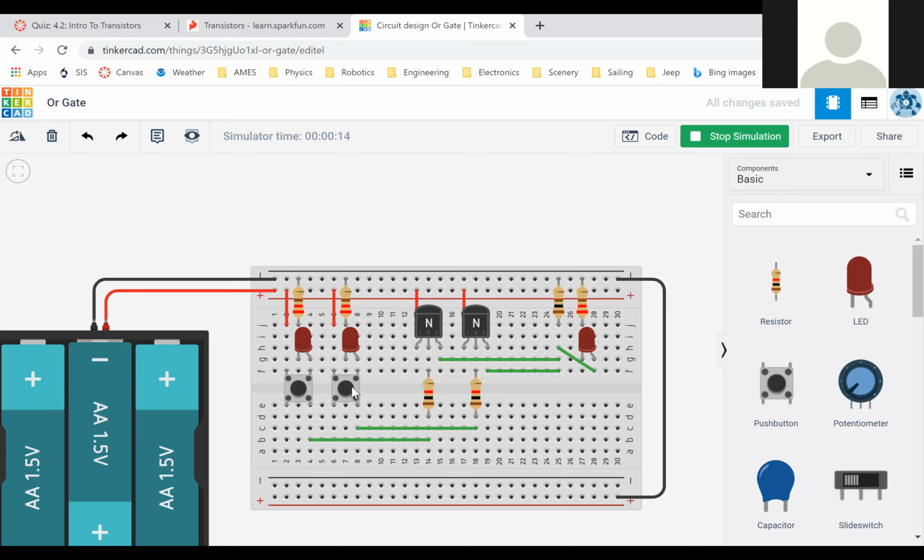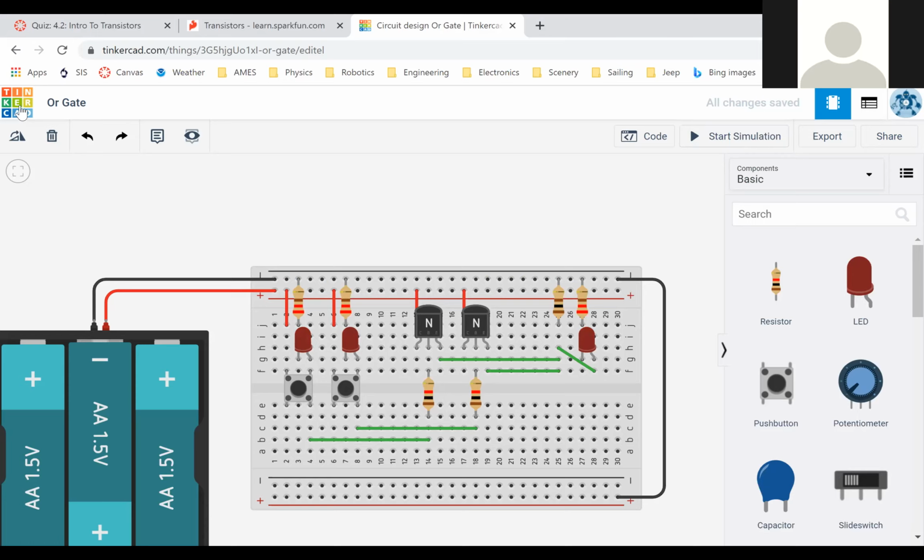Now, just for grins, what would happen if I turn them both on? So I'm going to hold down the Shift key and I'm going to click that. And now I'm going to click the other one. And you can see, yeah, it stays on. Okay, so yep, I think my OR gate is working the way that it should be.